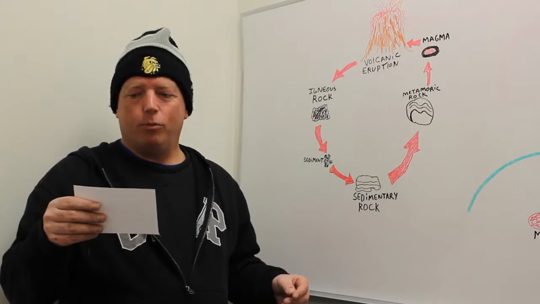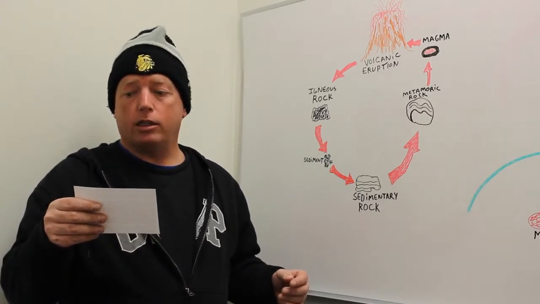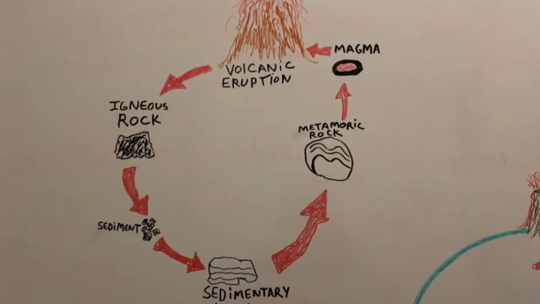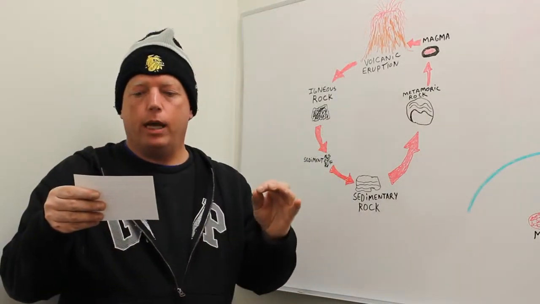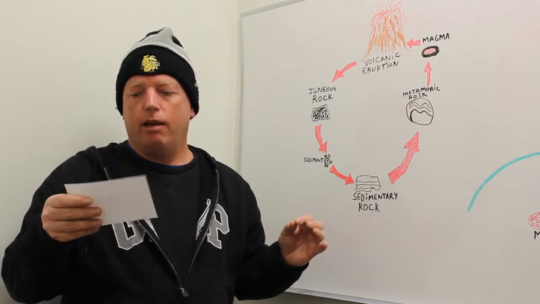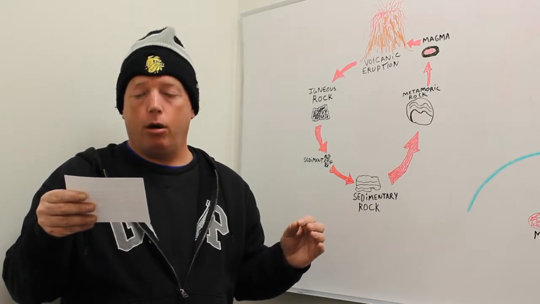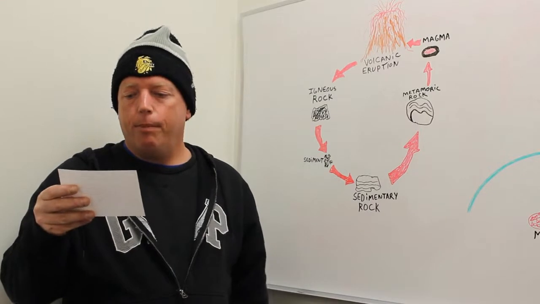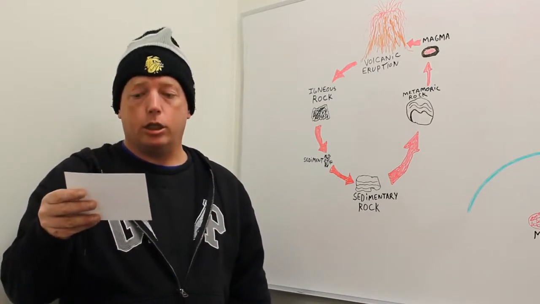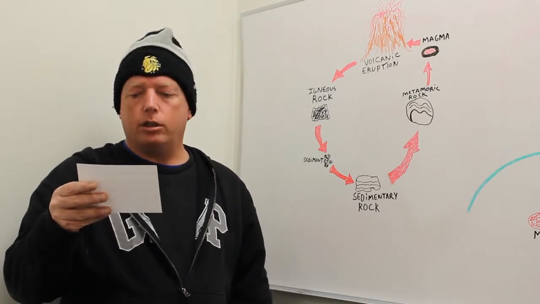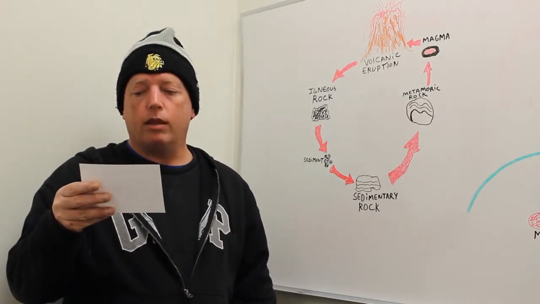My name is Jason. We're going to talk about the metamorphic rock cycle, as you can see by the flow chart. Any rock, igneous, sedimentary, or metamorphic, can become a metamorphic rock. If rocks are buried deep in the earth at high temperatures and pressures, they may form new minerals and textures, all without melting. If melting occurs, magma is formed, starting the rock cycle all over again.